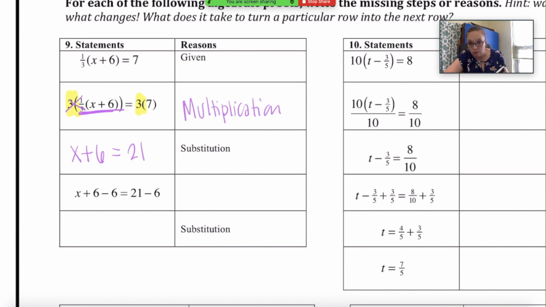Now what did we do? On the next line, they've subtracted 6 on both sides. So that is your subtraction property. Okay, and when I do that, these 6's cancel, leaving me with x. And then 21 minus 6 is 15, which is the substitution property.